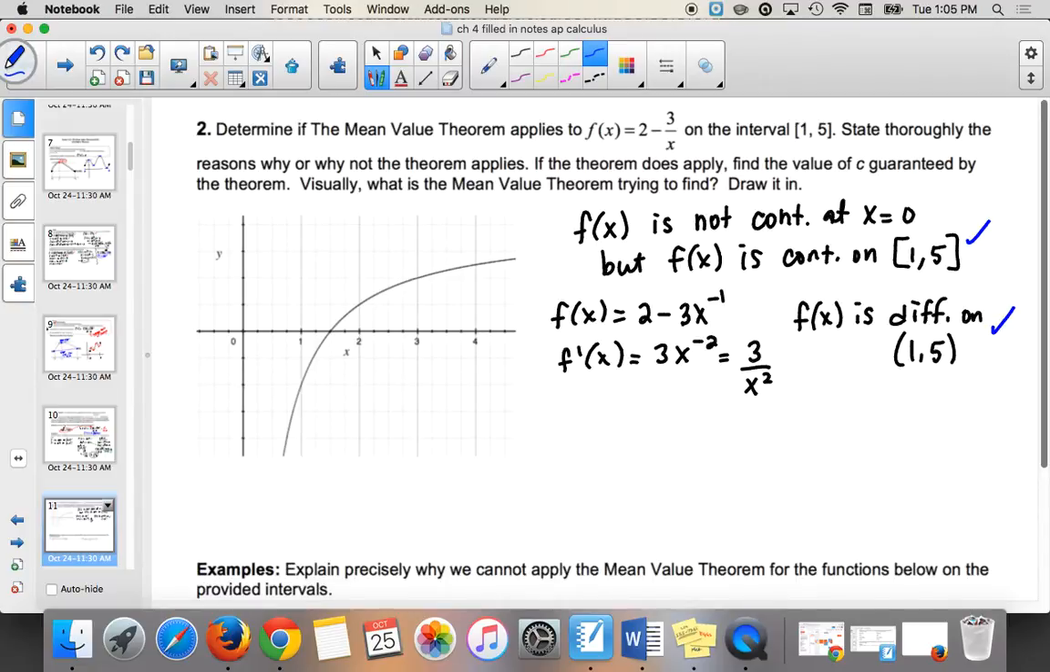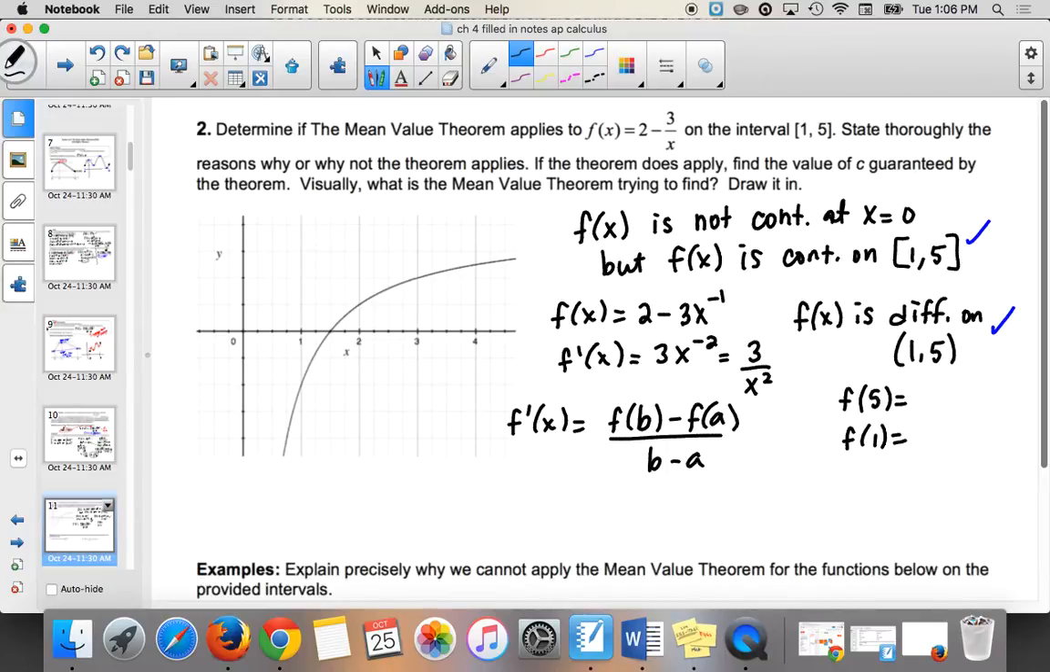Okay, I'm going to find the average rate of change and set it equal to the derivative. So I want to find where f prime of x is equal to f of b minus f of a, all over b minus a. Sometimes it's nice to do some things off to the side. We want to find f of 1 and f of 5. They're not pretty. f of 5 is 2 minus 3 fifths. So we have 10 fifths minus 3 fifths, so we get 7 fifths.